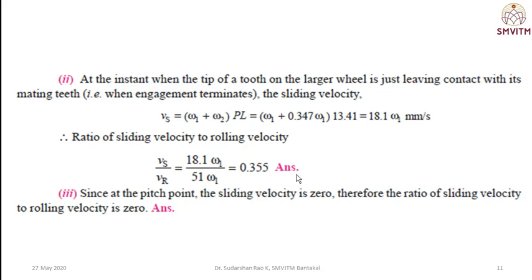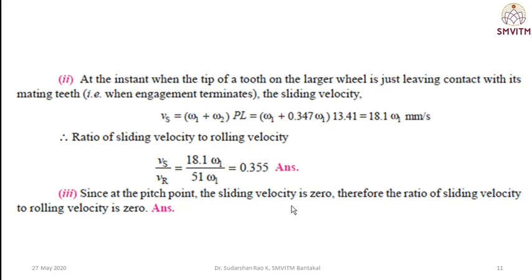Next, the third is at the pitch point. At the pitch point, the sliding velocity is always 0, since there is no displacement. Therefore the ratio of the sliding to rolling velocity is 0.